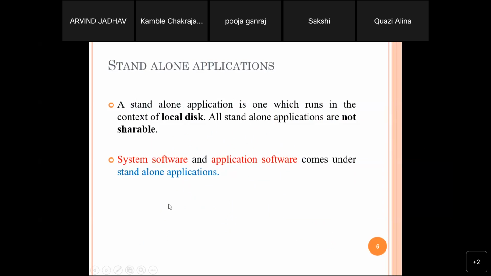Make a note of that. Different kinds of applications: for example, Microsoft Office, Microsoft Paint, calculator, accessories, and different kinds of tools like magnifier. Those will be considered application software, and they will be treated as standalone applications. Simply, think of it this way: the application which is available on the local disk is called a standalone application.